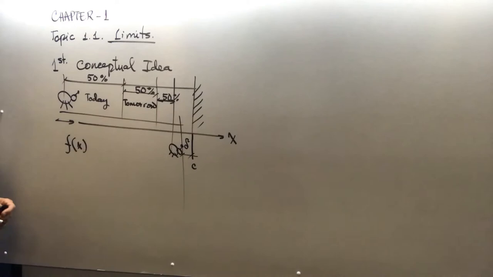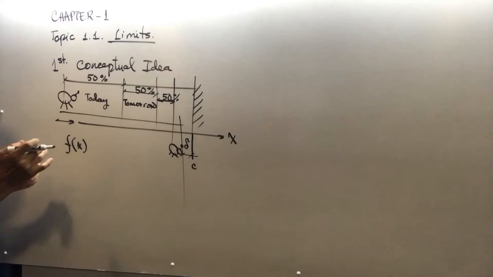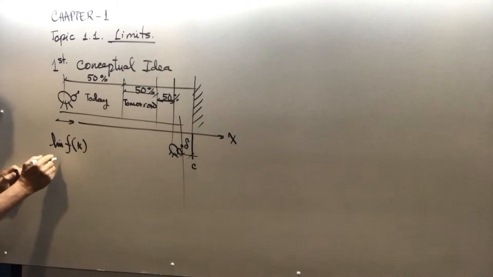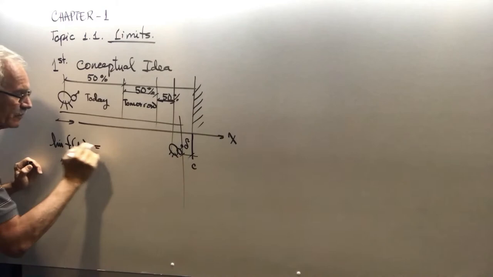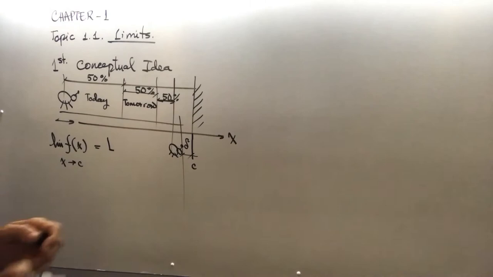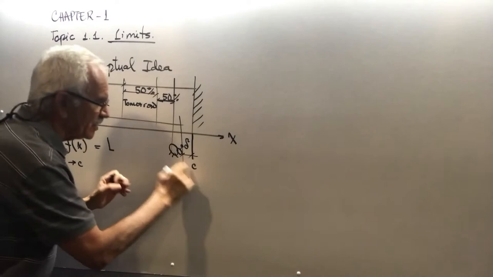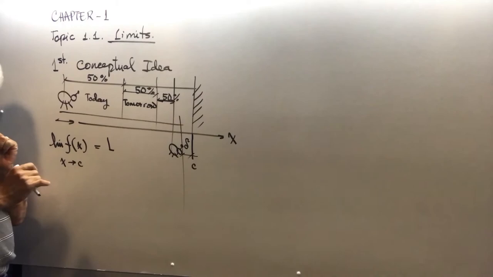Now, look, if we are working with the definition of the limit, the idea, this first conceptual idea, is that the limit of the function in X, when X goes towards C, will be some value. Let's use the letter L to represent the limit. But X never will be equal to C. It approaches very slowly. That's the first conceptual idea.